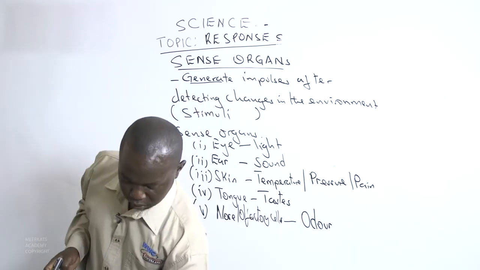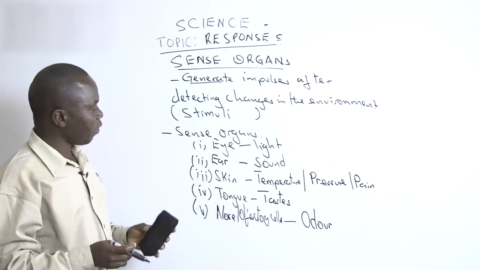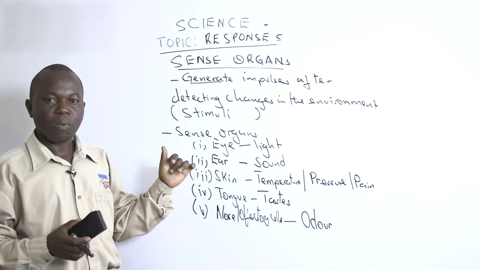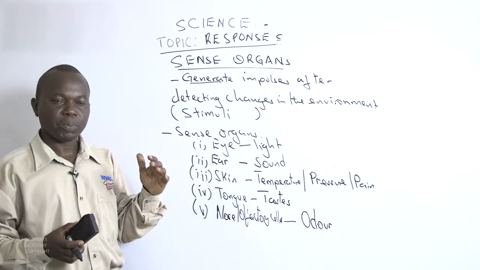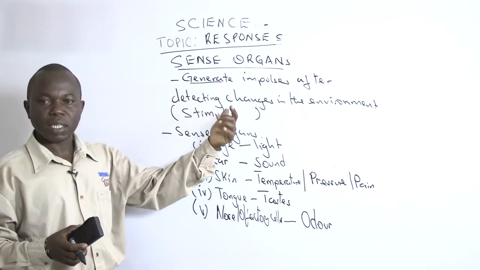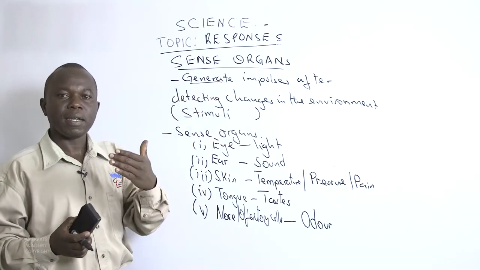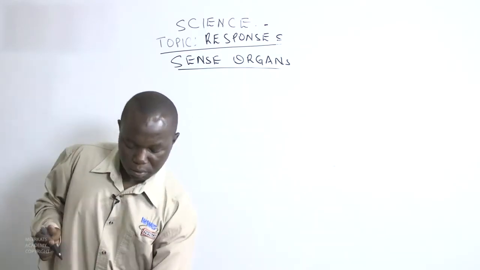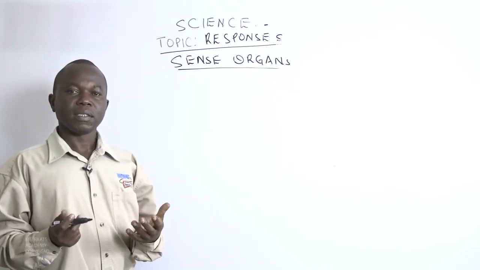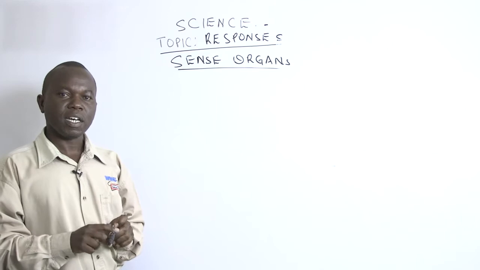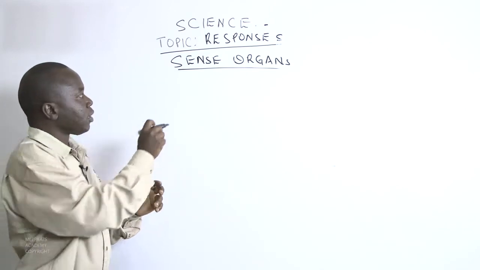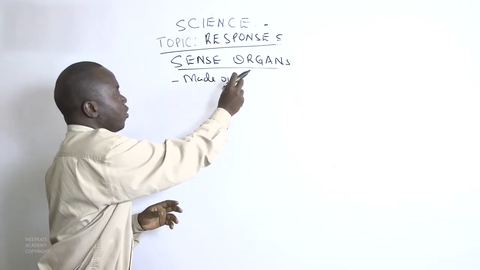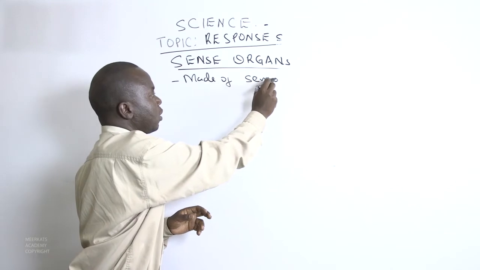So I want to look at each one of them. But before we look at each of these sense organs, we must first of all find out what makes sense organs so special in that they are able to detect the changes in the environment and in the process generate a nerve impulse. So sense organs are able to do that, detecting change in the environment and generating a nerve impulse, because sense organs are made of sensory cells.